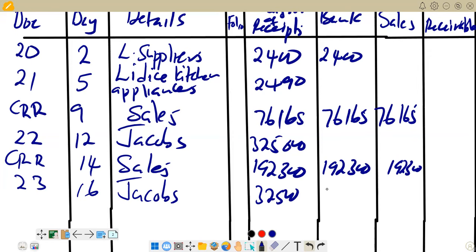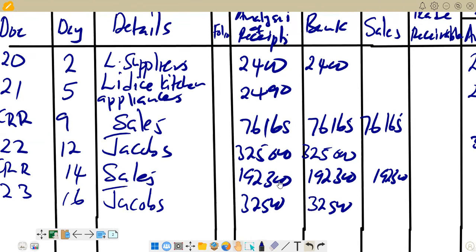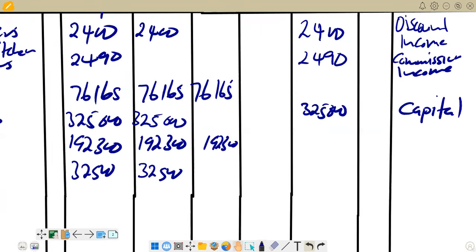And this money is also passing through the bank, so we are going to put it here, 32,500. Even this one, 32,500, passed through the bank, so we are supposed to put it under the bank column here. Now we go to the sundry section and put it there. We are saying it's 32,500 in this capital. So this is what we have.